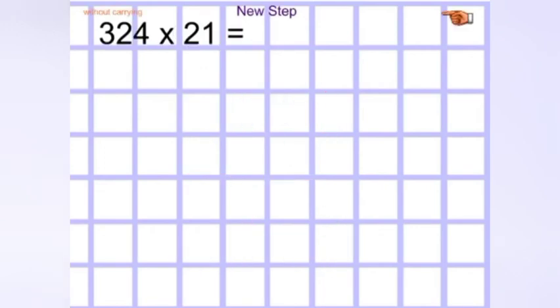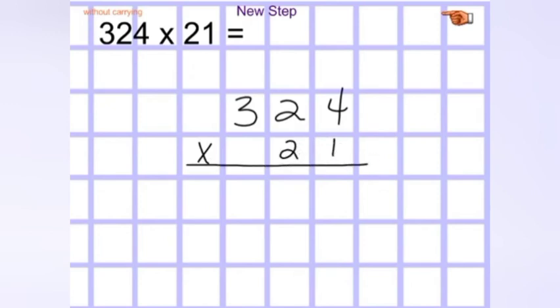Okay, let's try another one. Practice, practice, practice. Okay, 324 times 21. Make sure your numbers are lined up. Okay, the 4 and the 1 is lined up. Those are the ones. And so your first answer is going to go there. Make sure your tens are lined up, and then the hundreds.